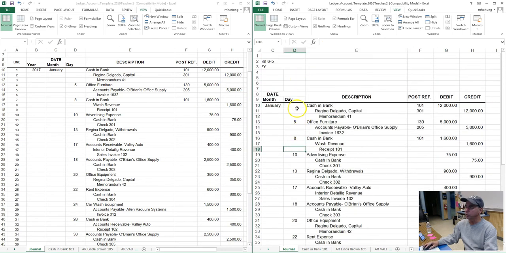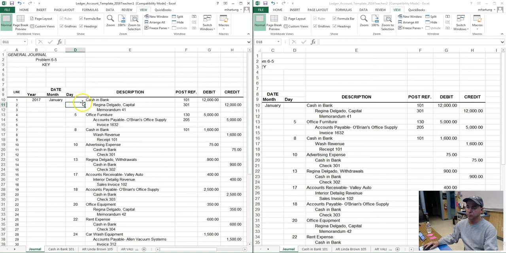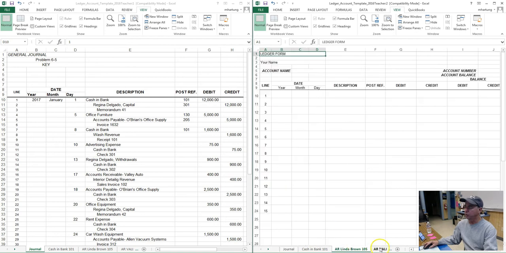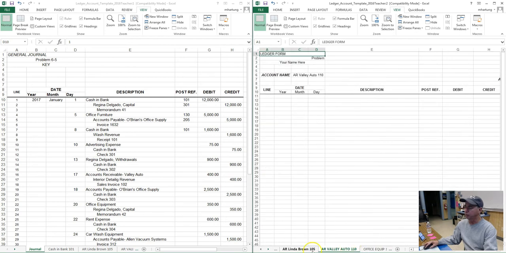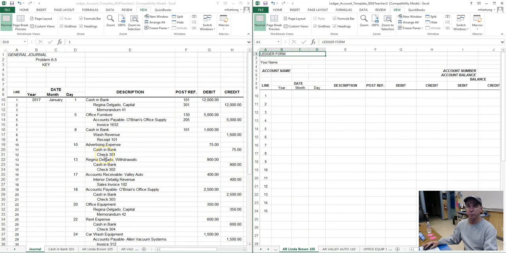For example, I've got my cash and bank here and here. If I make a change here, let's say the date is not there, and let's say the date should be the 1st. If I put a 1, notice that it's showing up on both sides. That's because it's just two views of the same document. That will enable us to go through the ledger on one side, like I'm doing over here on the right side, and then still have my journal open up over here.